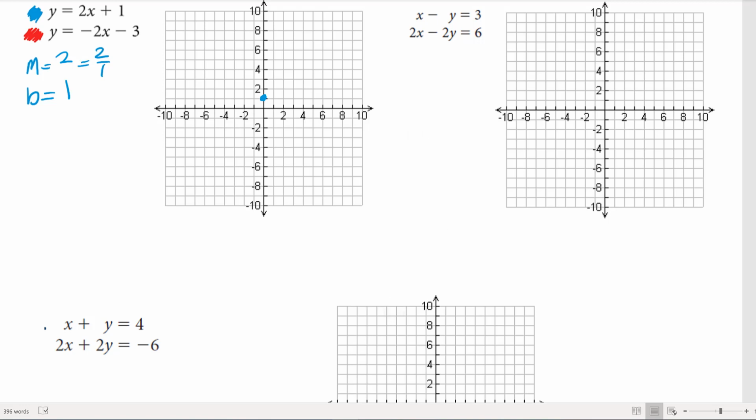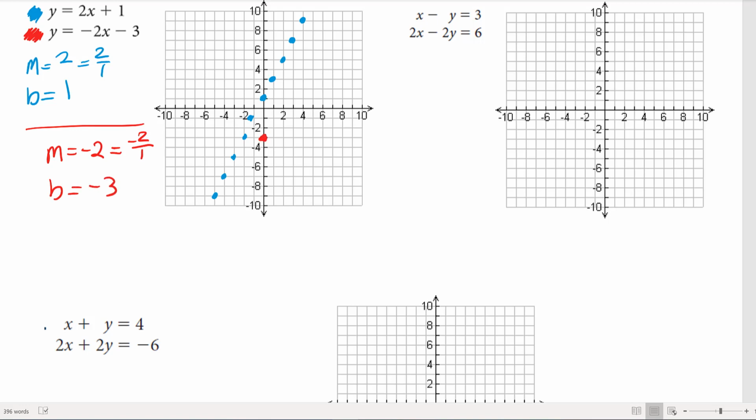So I go to my y-intercept and put a point at 1, because that's my b, and then I'm going to rise 2, run 1, rise 2, run 1, or you go down 2, left 1, down 2, left 1. Again, I'm not going to draw my line until later, just so I can see my points really clearly. My second equation is also in slope-intercept form, so my m is negative 2, or negative 2 over 1. My b is negative 3.